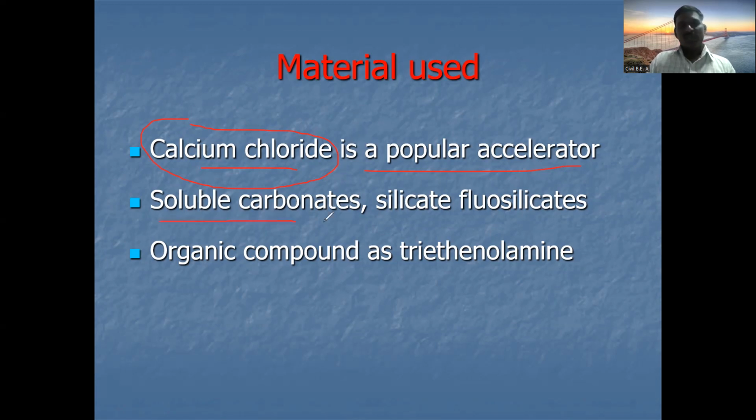Then soluble carbonates and silicates are also used to get early strength in the early days. Then an organic compound, triethanolamine, is also used, and triethanolamine is one of the major chemicals we use in the accelerator, which causes early strength of the concrete.